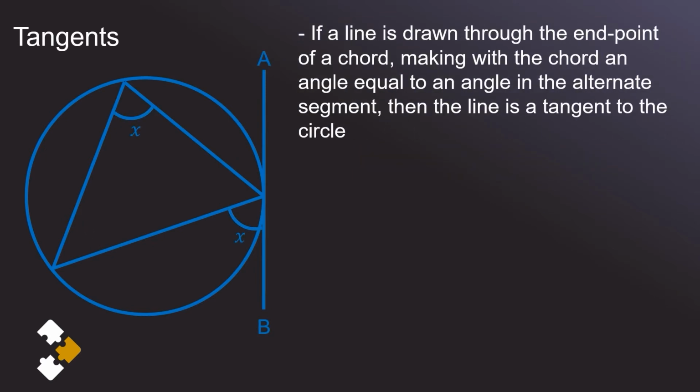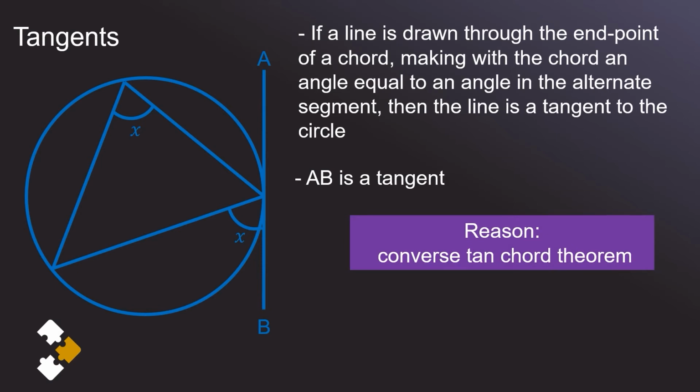Then, if the line is drawn through the endpoint of a chord, making with the chord an angle equal to an angle in the alternate segment, then the line is a tangent to the circle. Now here the theorem statement is quite dense, but basically it's just saying if you've got those two angles that are equal to each other, that we usually claim are equal because of the tan chord theorem, then we can go and say, this AB thing, that's got to be a tangent. So tan chord, we're going to go and say that because we have a tangent, these two angles are equal. And then if we have the converse of the tan chord theorem, we're going to say, well, these two angles are equal, so as a result, this AB thing here, that's got to be a tangent.